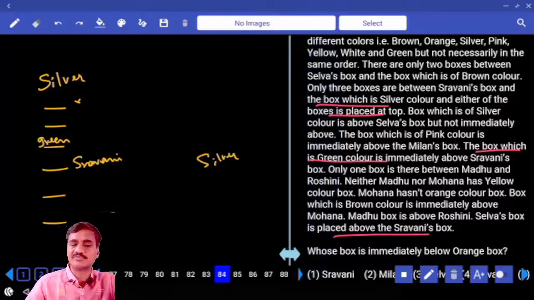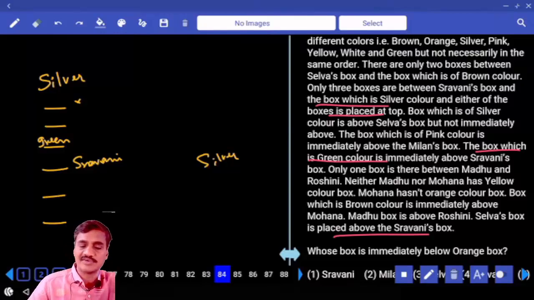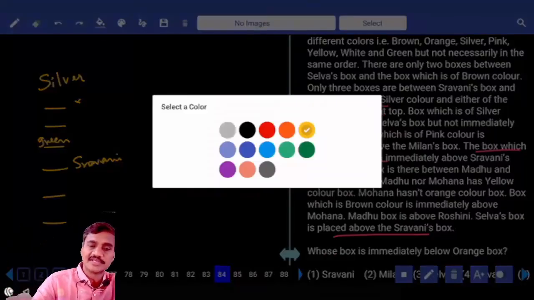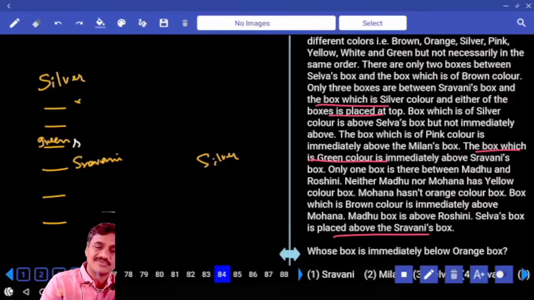Selva's box is placed above Shravani's box అన్నాడు. Selva's box is placed above Shravani's box అంటే Selva's box ఎక్కడ ఉండాలి చెప్పండి? Selva's box can be either green color or immediately above this green color. అంతే కదా? Now let us take a possibility here. Now let us take Selva is at this place. మా Selva ఇక్కడ ఉండొచ్చా లేదా?